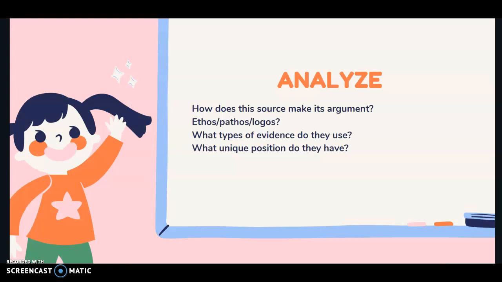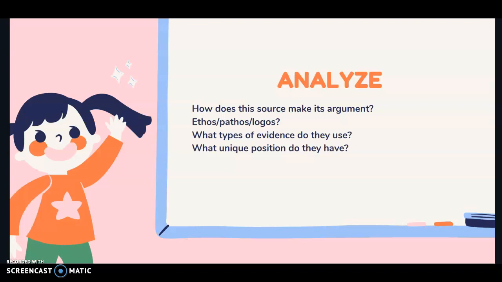So besides summary of a source, you want to respond to that source through analysis, evaluation, and reflection. And here's some things you can consider as you write that part of the annotation. One, you can analyze it. So if a summary is saying, what does this source say? An analysis is saying, how did this source make its argument? What are some of its rhetorical features?